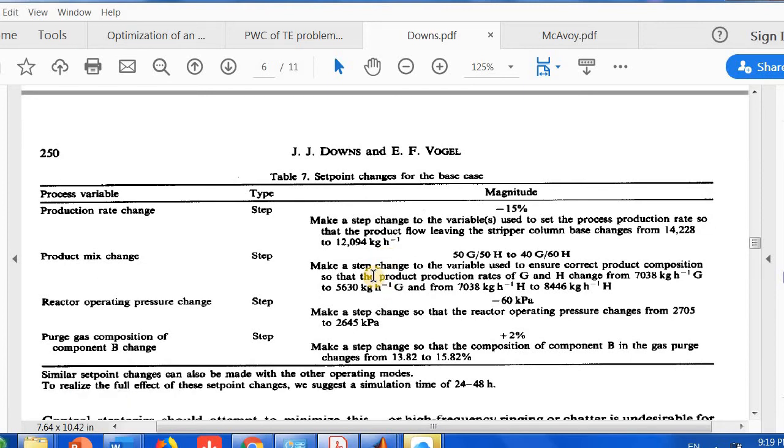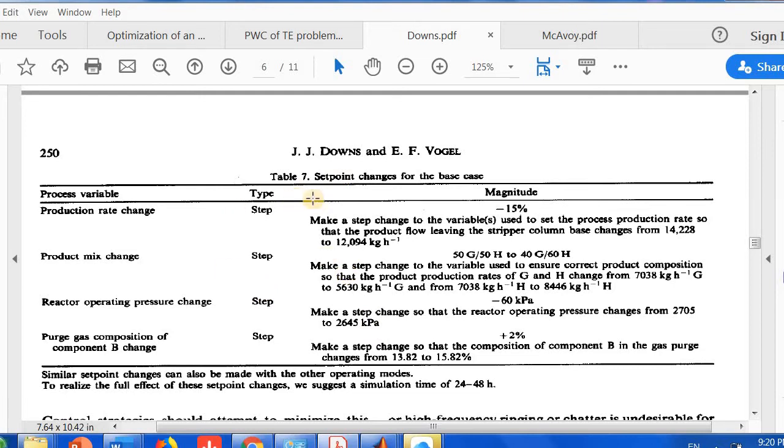So how are you going to test your system? After you finish your control, you're going to test it. Testing means, for example, making a step change in the production rate, which is the flow rate of the product, of minus 15%. We are just giving you the numbers to get the idea. For the product mix change, a step change from 50-50 to 40-60. For the reactor pressure, a step change of minus 100, from 2705 to 2605.